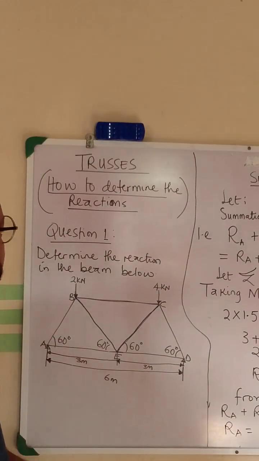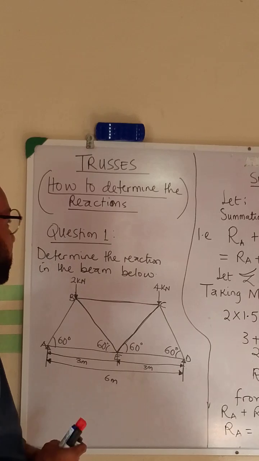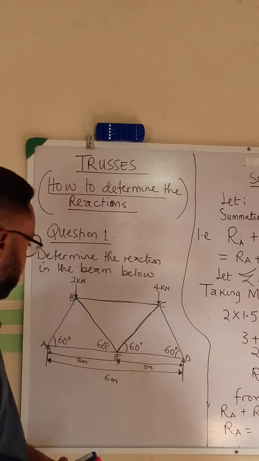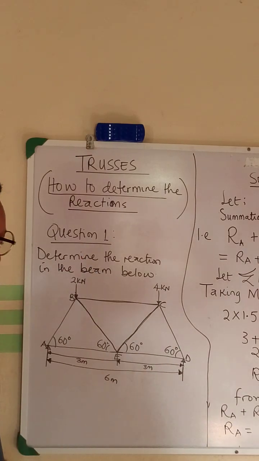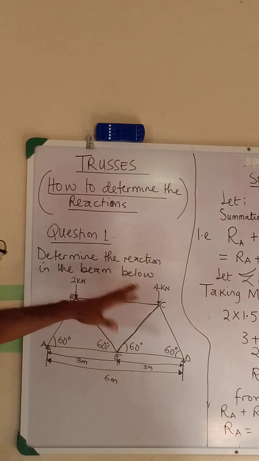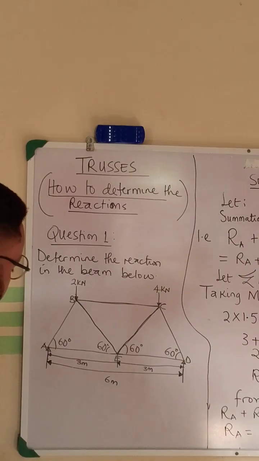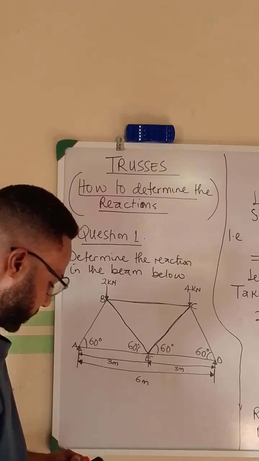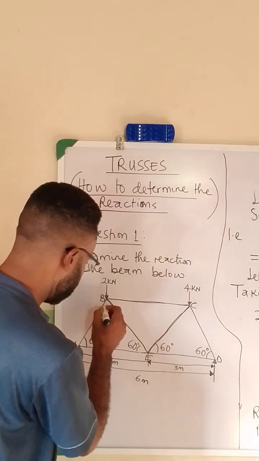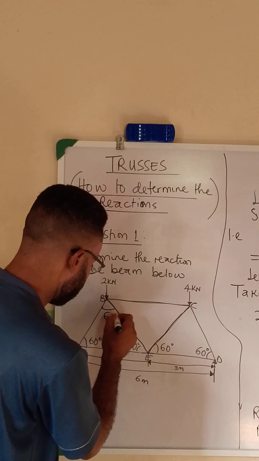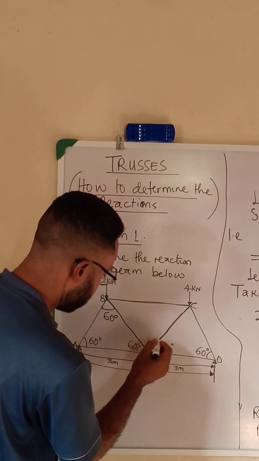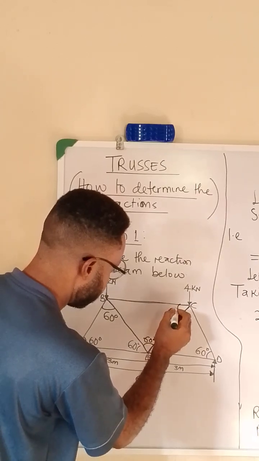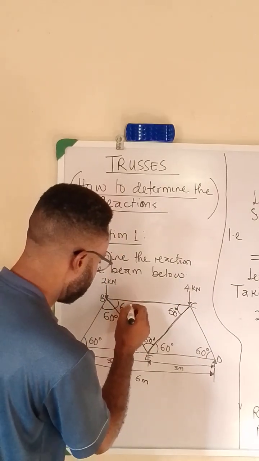Hello viewers, we are going to look at trusses, and under trusses we are going to consider how to determine the reactions in trusses. We've been given this question and we're asked to determine the reaction in the beam below. If this is 60 degrees and this is 60 degrees, it means this one is 60 degrees too, an equilateral triangle. So this will be 60 degrees, this will be 60, and this will be 60 degrees.